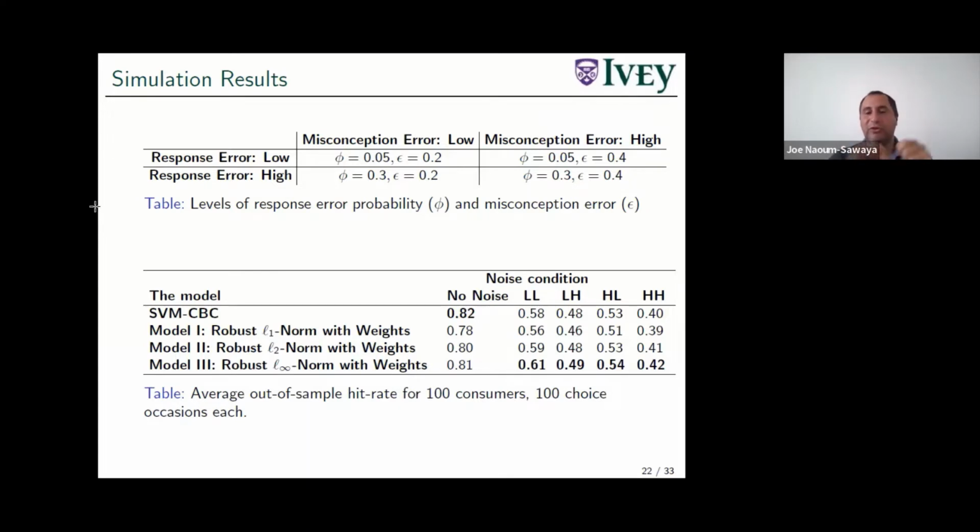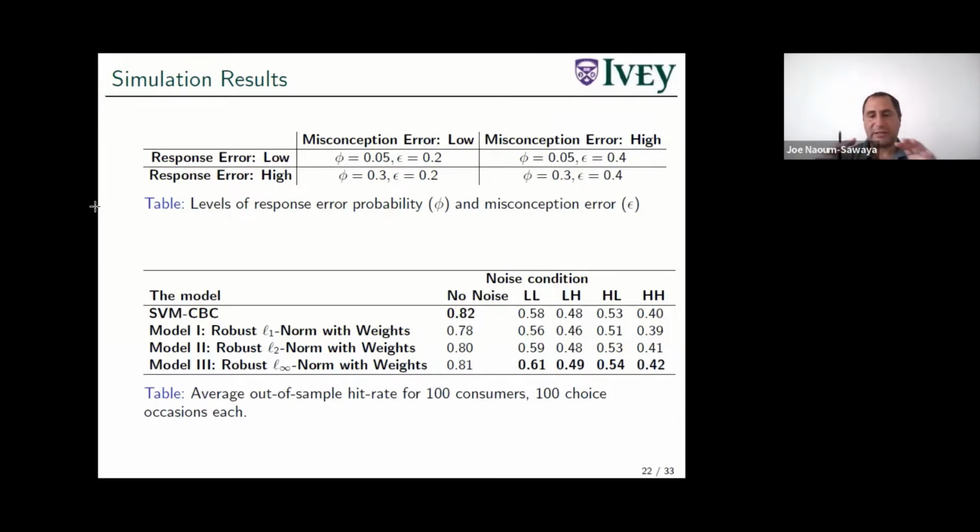When I talk about no noise, this is when there is no error. We assume everything is perfect, the data is perfect, there are no errors introduced. Then we introduce some low error. And we have two types of error, as I said, one in terms of perception, the other in terms of choice consistency. We have a different variation, low and high, for this.